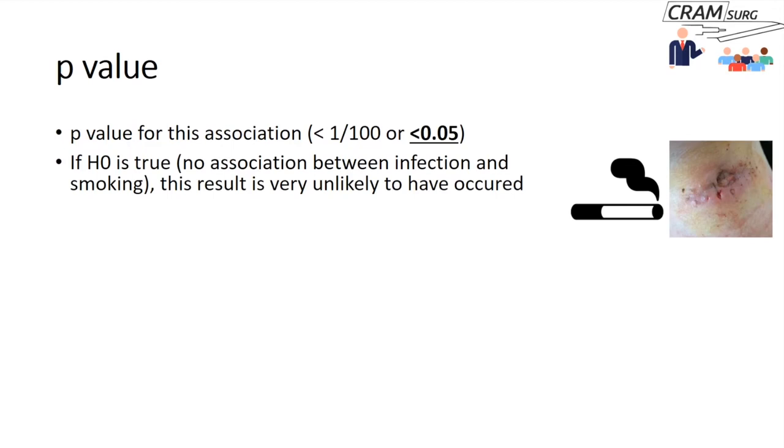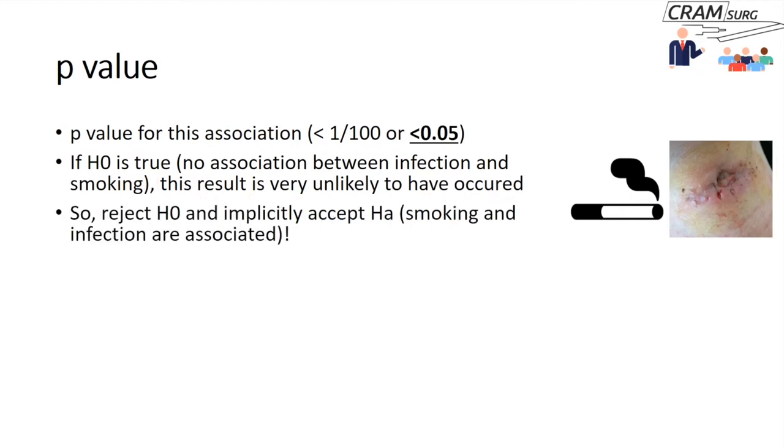we have to say that if the null hypothesis is true, then this result is extremely unlikely to have occurred, okay? Which means, because the p-value is extremely low, we're going to reject the null hypothesis. And thereby implicitly we say, oh, we will accept the alternative hypothesis, which is that smoking and infection are associated. Okay, so I hope that explains the meaning of the p-value.